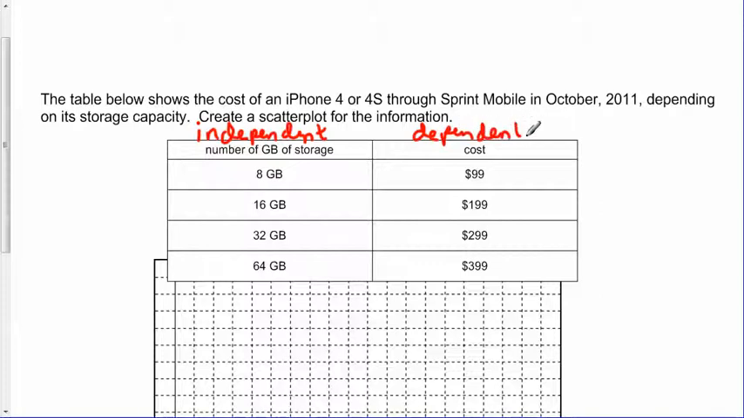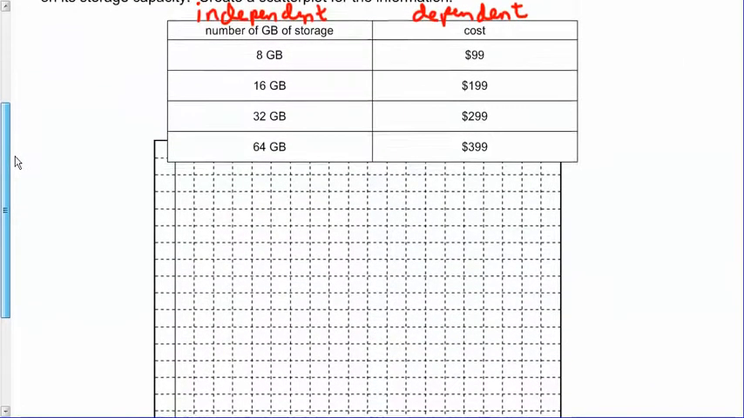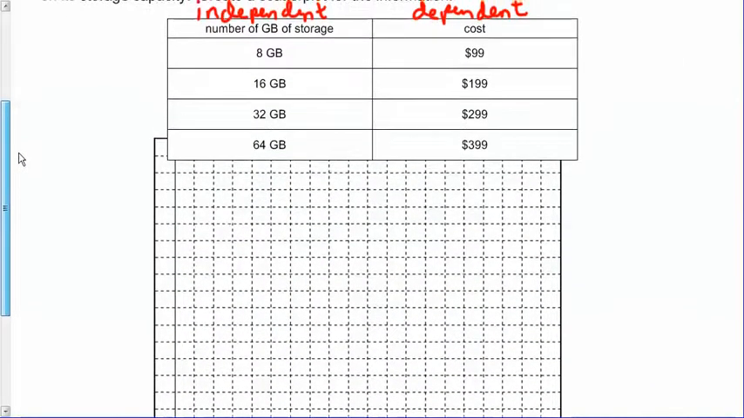And that would certainly make sense if we think about which depends on the other. The cost certainly is going to depend on how much storage the phone has. So that correlates with what we had talked about in terms of dependent versus independent variables. So when I come down and take a look at my graph here, I'm going to have to be doing some scrolling up and down.